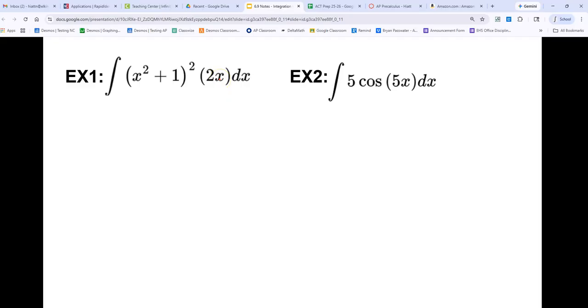Now you do have an option right here to expand that, right? Because we could do x squared plus 1 times x squared plus 1 times the 2x. You could expand it and just use the product rule. However, they're probably not going to do that. If this is multiple choice, the answer choices are not going to look like you did it with the product rule. They're going to look like you did it using u substitution, which is what we're going to do here.